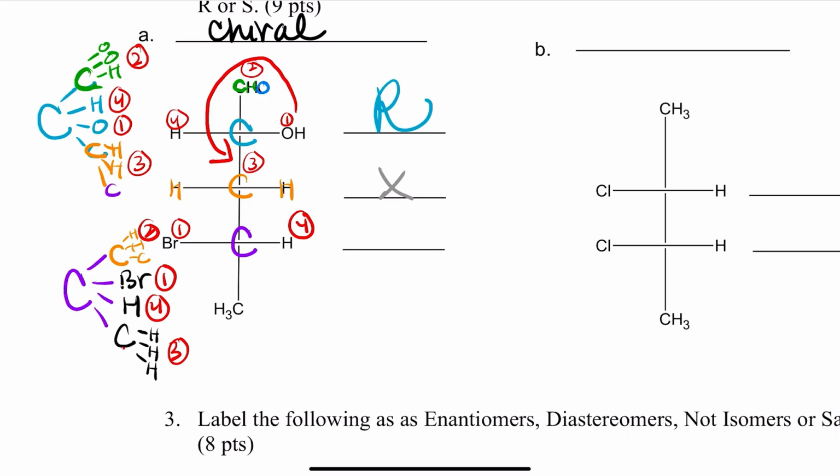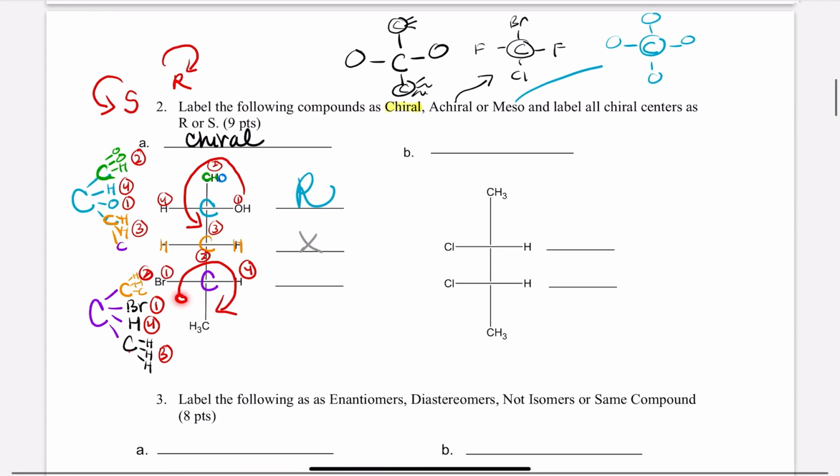And then this one will be number 3. So we're going to go in that direction. So again, remember, this is normally an R, but because it's a Fisher projection, it has to be flipped. So it's actually an S.